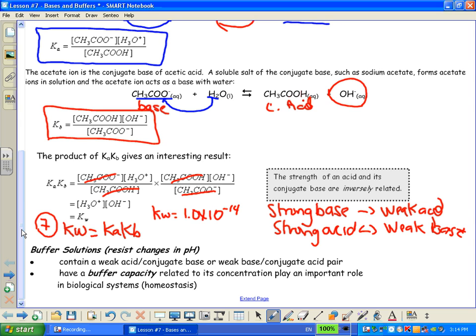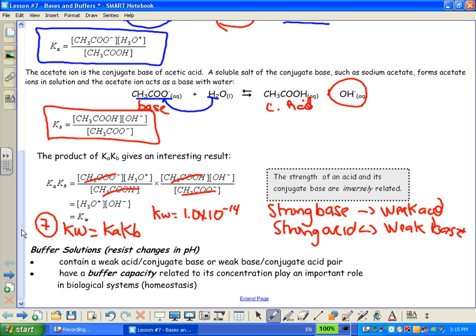And then just one quick thing here, make sure that you do read this in your textbook to get a little bit more background on what exactly a buffer solution is. They're actually resistant to changes in pH. So they have a specific pH, so say it was 3, and anything you do to it, the pH barely changes. So it contains a weak acid and conjugate base, or a weak base and a conjugate acid pair. They have a buffer capacity related to their concentration. They play an important role in biological systems, such as homeostasis.